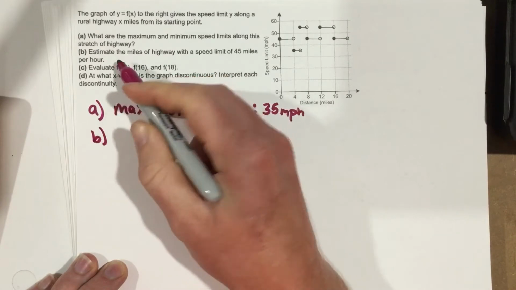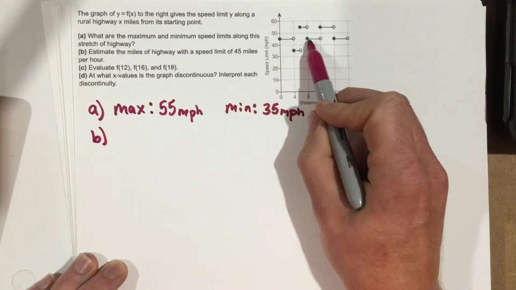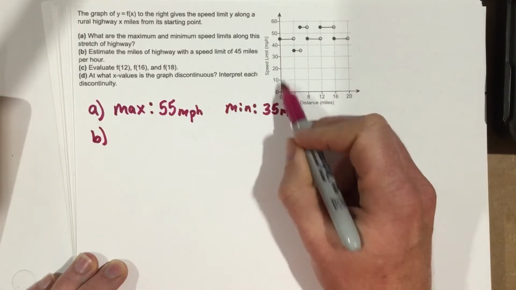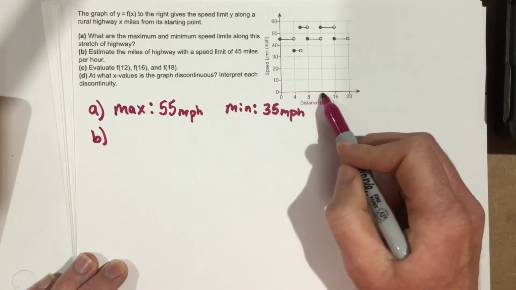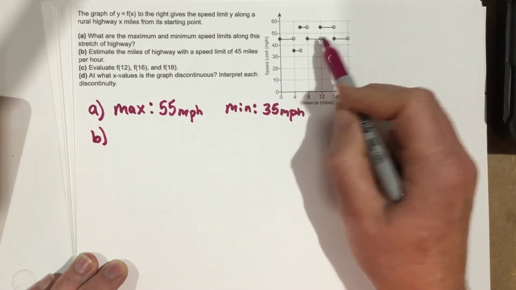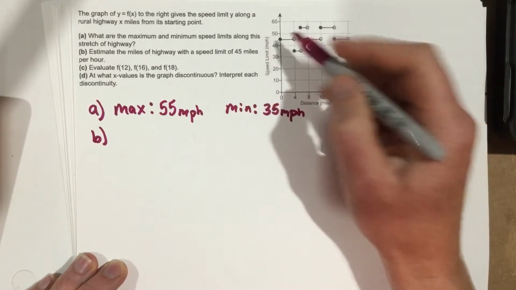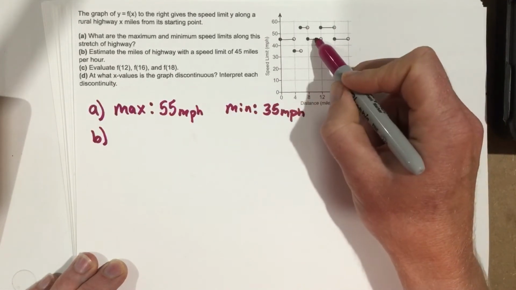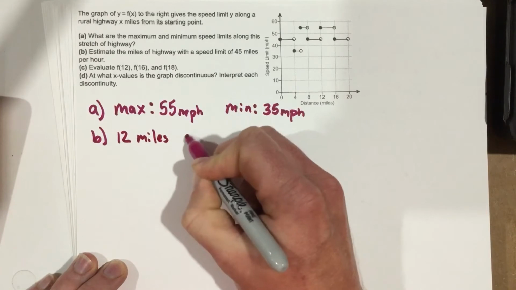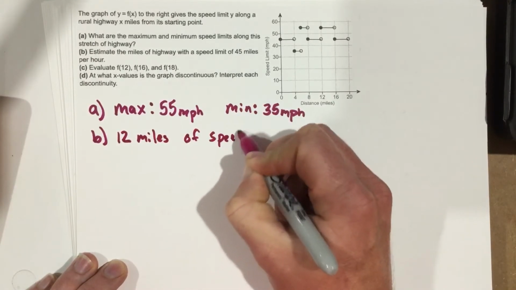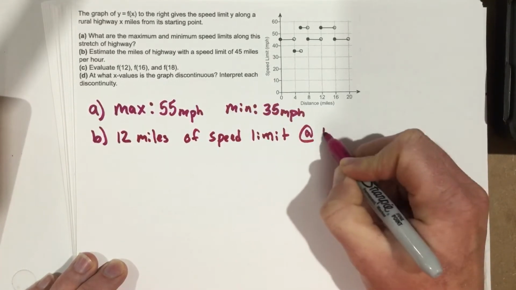Part B, estimate the miles of highway with a speed limit of 45 miles per hour. Well, 45 miles per hour is right here, here, here, and the distance from here to here is 4 miles, so there's 4 miles at 45, 4 more here, right, 8 to 12, and then 4 more here from 16 to 20. So that'd be 4, 8, 12. So 12 miles of speed limit at 45 mph.